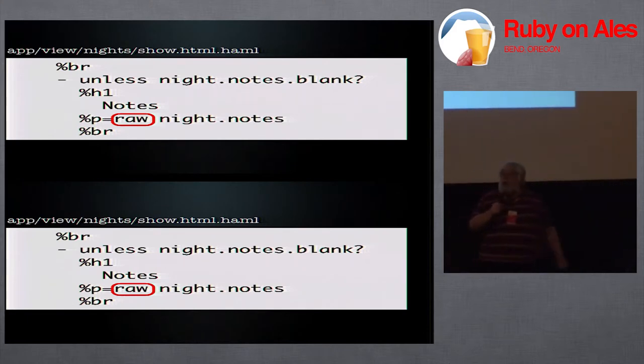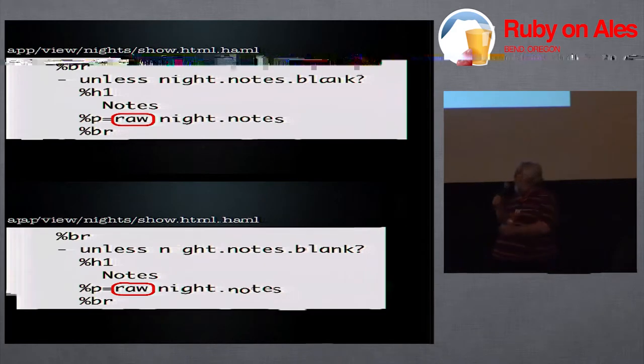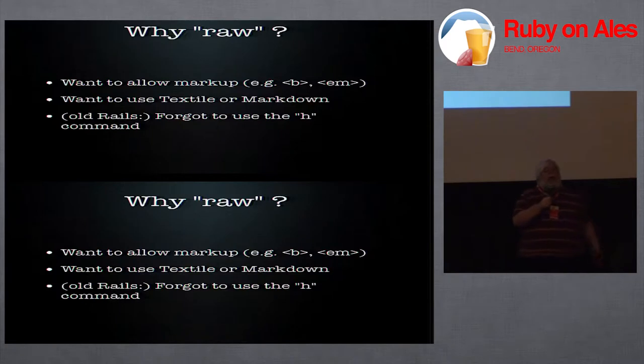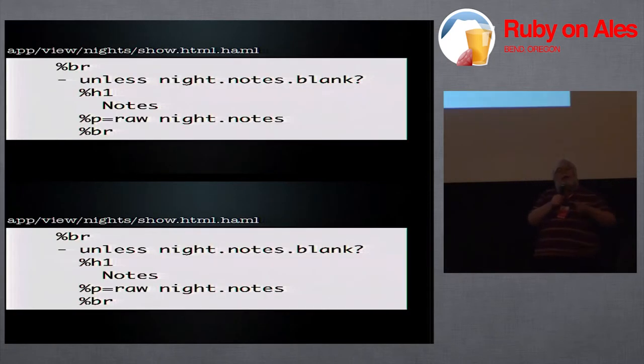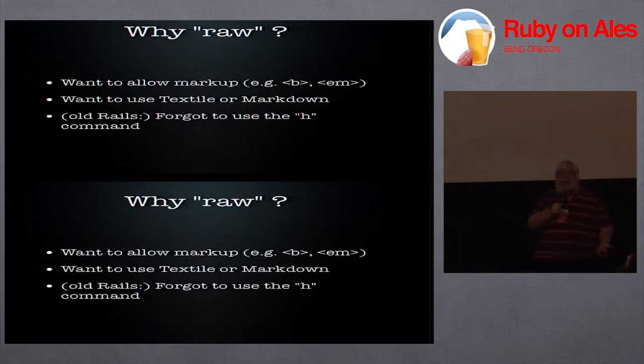Now, by default, Rails used to do this all the time. And to prevent that, we put the h command in our views. New Rails 3 does it by default. It filters our data by default, and if you want the old behavior, you have to put raw in. But if you want the ability for the user to put bold tags or strong tags or block quotes or anything like that, you need to allow something like raw to happen. So yeah, you might want to use Textile or Markdown.